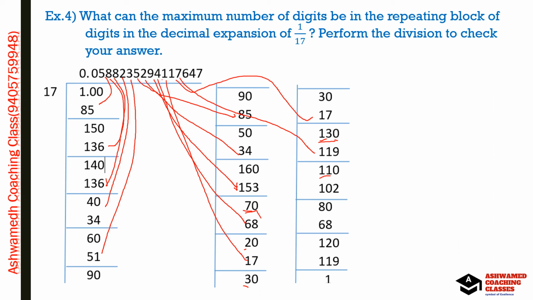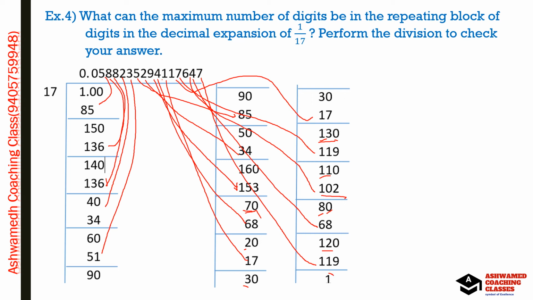So 17 into 6 is nothing but 102. Okay, so 110 minus 102 is nothing but 8, take 0, we get 80. So now here 17 into 4 is nothing but 68. Okay, 80 minus 68 is 12, take 0, and 17 into 7 is nothing but 119, so we get 1 here. See, remainder is 1 here.